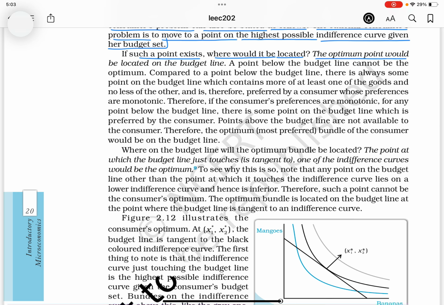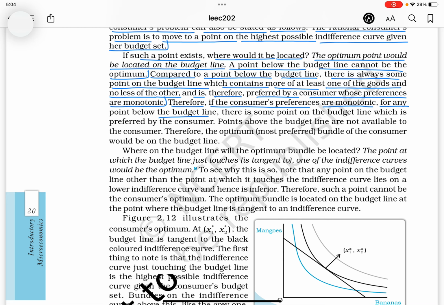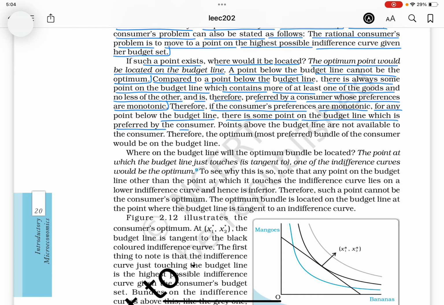The optimum point would be located on the budget line. A point below the budget line cannot be the optimum. Compared to a point below the budget line, there is always some point on the budget line which contains more of at least one of the goods and no less of the other, and is therefore preferred by a consumer whose preferences are monotonic. Therefore, if the consumer's preferences are monotonic, for any point below the budget line, there is some point on the budget line which is preferred by the consumer.